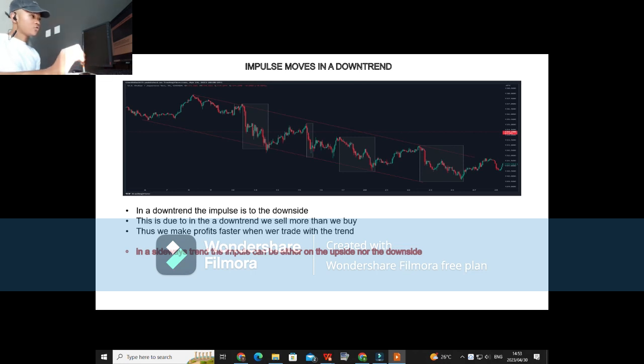Impulse moves in a downtrend, right? In a downtrend, the impulse move is to the downside. This is due to, in a downtrend, we sell more than we buy. Thus, we make profits faster when we trade with the trend, right? I've explained why the impulse move is to the downside in a downtrend: because many people are trading sellers, so we have enough volatility to sell more than we buy, if you get it.